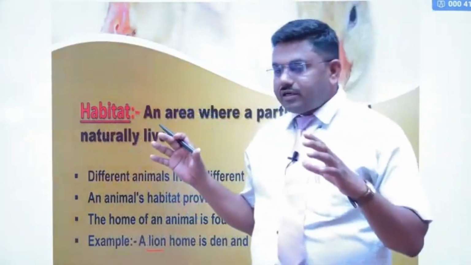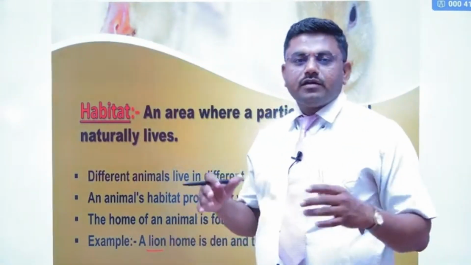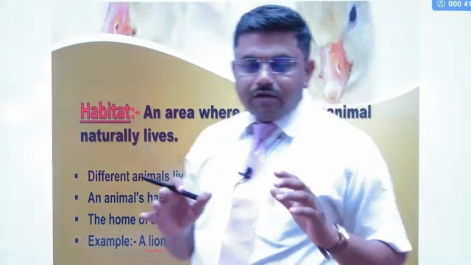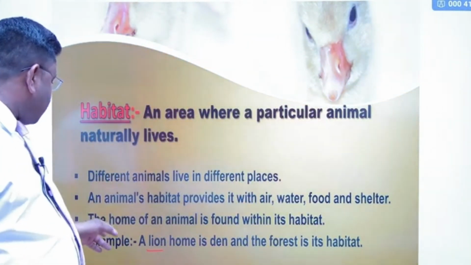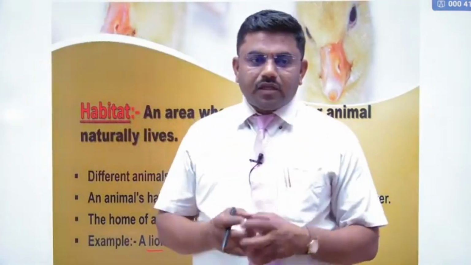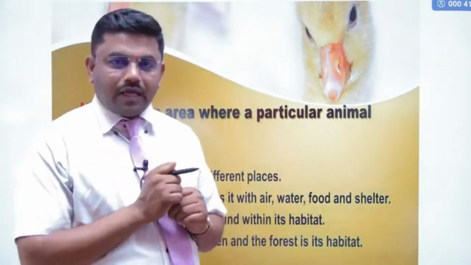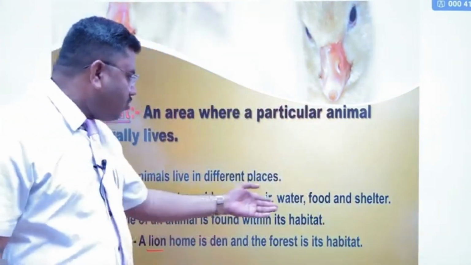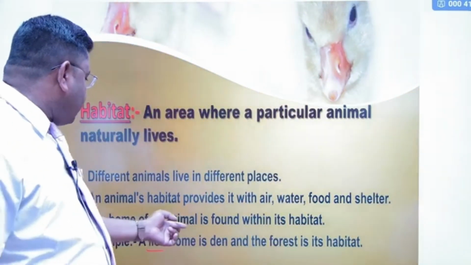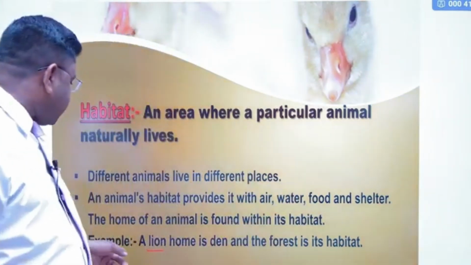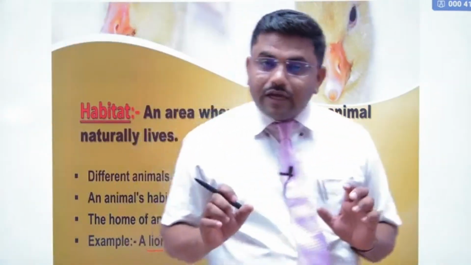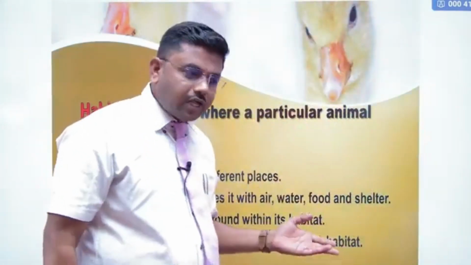Some animals live on the terrestrial area, on the ground, and some live in the water; they are known as aquatic. An animal's habitat provides air, food and water as well as shelter. The home of an animal is found within its habitat. Home means where the animal stays naturally. Example: a lion's home is a den, and the forest is its habitat. The lion lives in the den and comes out in the forest. Naturally they stay there.